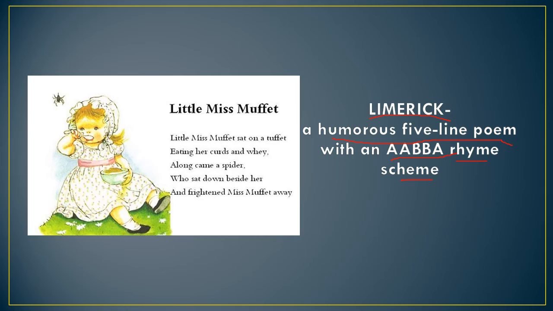So for example, Little Miss Muffet. "Little Miss Muffet sat on a tuffet, eating her curds and whey." Okay, so that's AA. "Along came a spider who sat down beside her." That's BB. "And frightened Miss Muffet away." So that's A again. So this is a limerick.